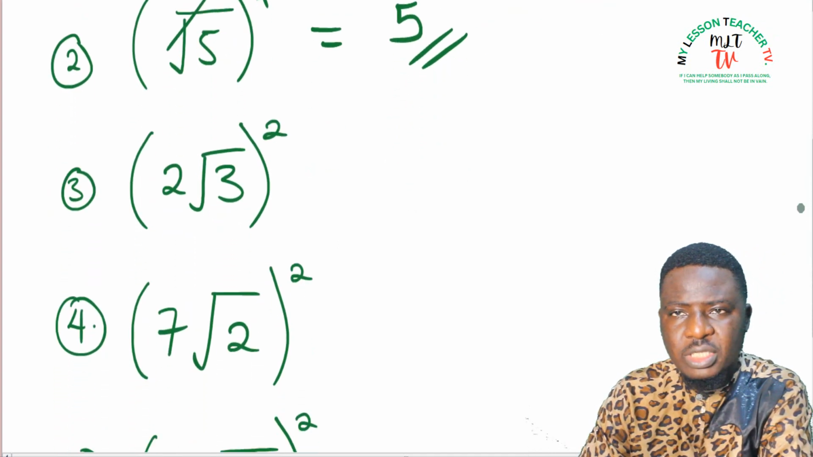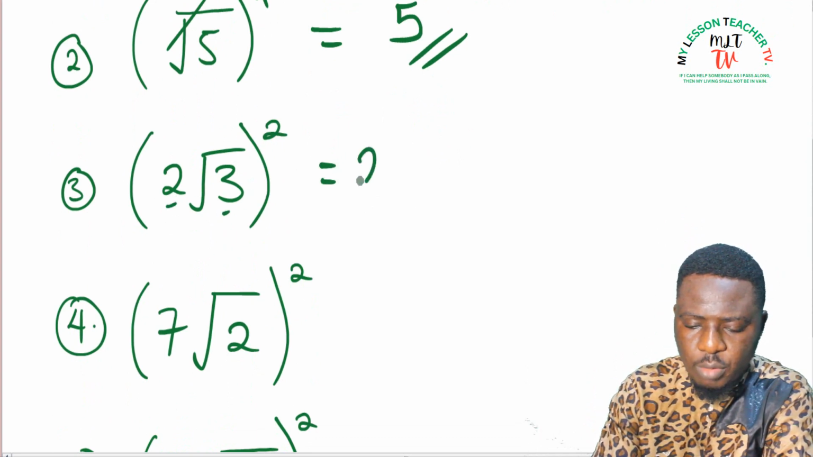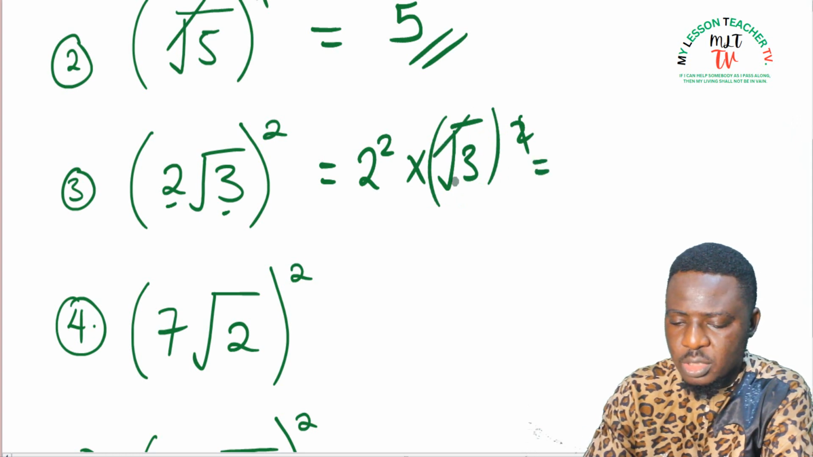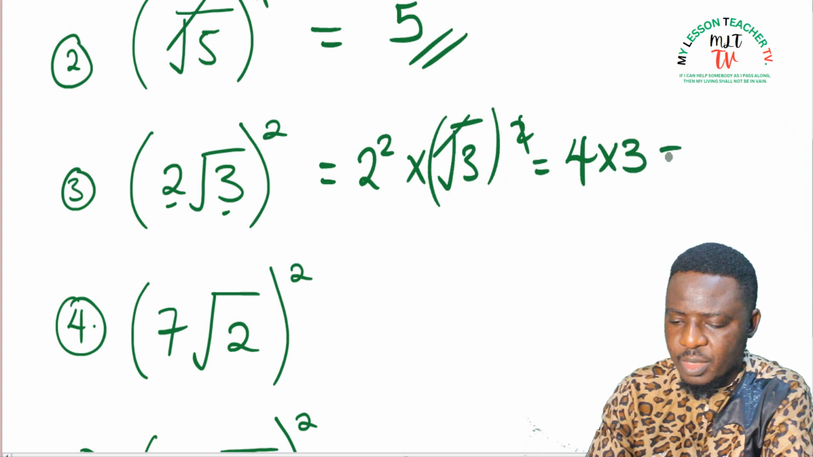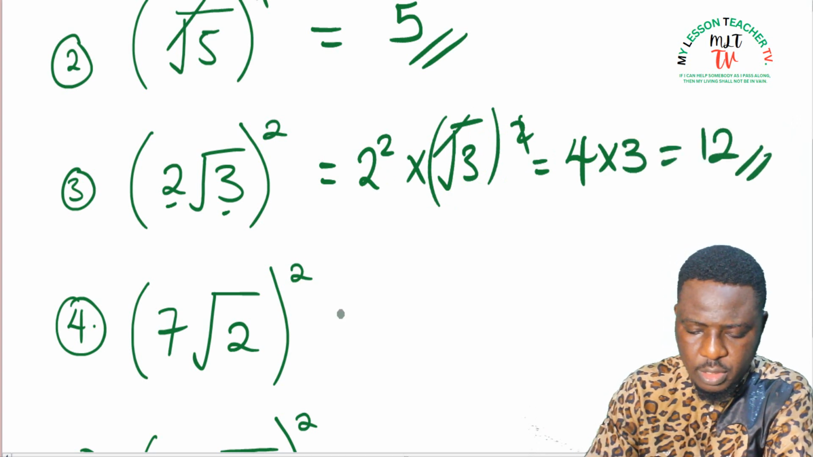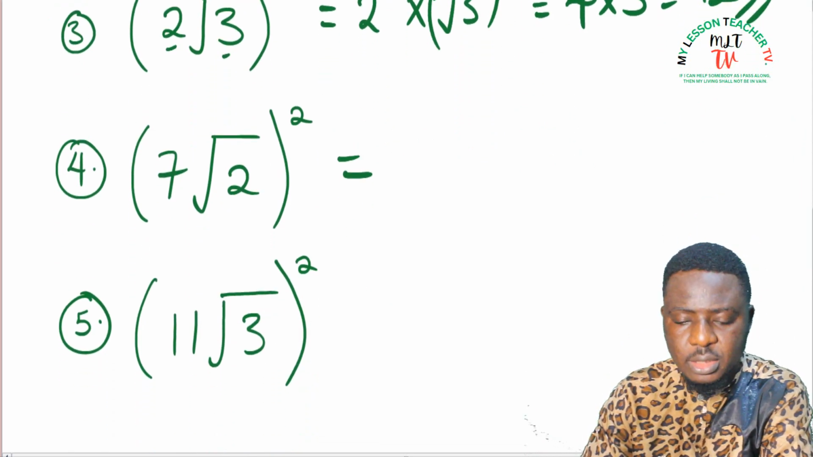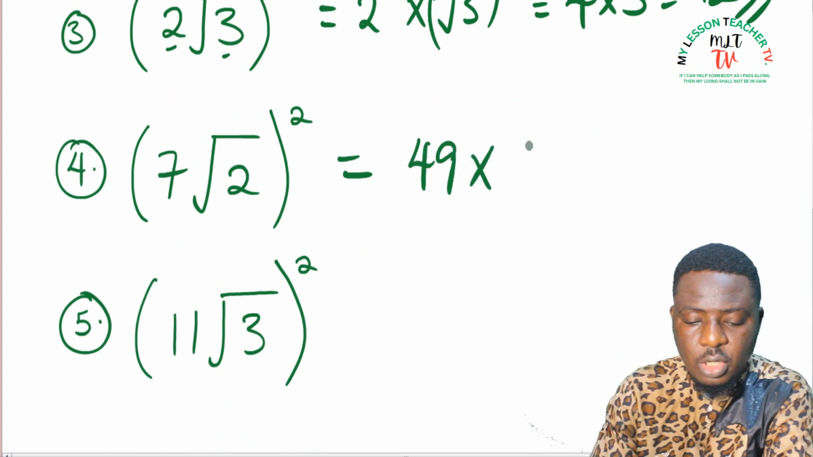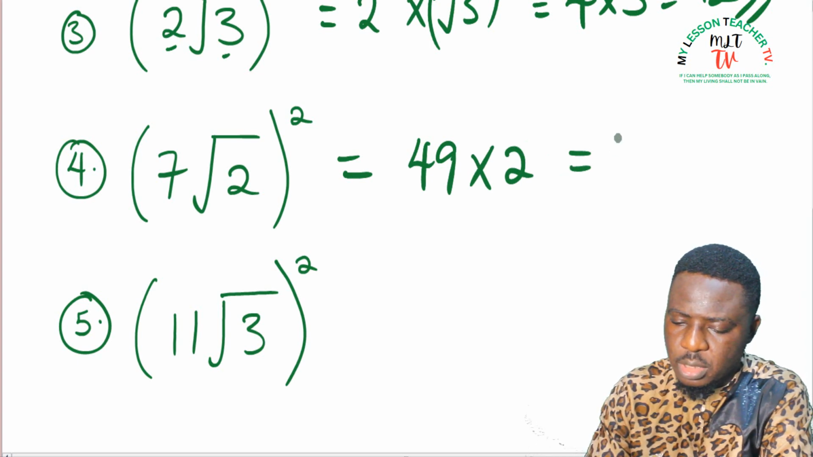3, 2 root 3 squared. You have to square 2 and square root 3 at the same time. This becomes 2 squared times root 3 squared. Square cancelling out square root. This gives you 2 squared is 4, and 4 times 3 is equal to 12. Number 4, you have bracket 7 root 2 squared. Square of 7 is 49, so this becomes 49 times root 2 squared is 2, and this gives us 98.